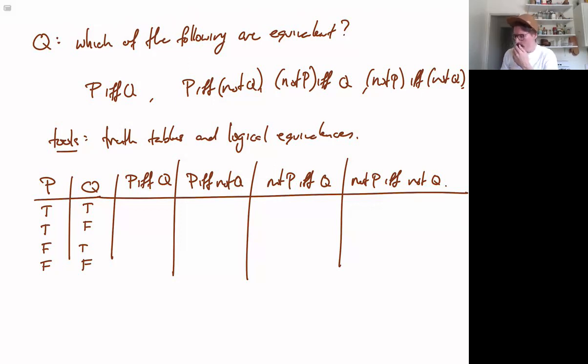So let's fill in this column, P if and only if Q. Remember, P if and only if Q means that P and Q have the same truth value. So it is true when they're either both true or both false. That means it's true here and here, and the rest of the time it is false.